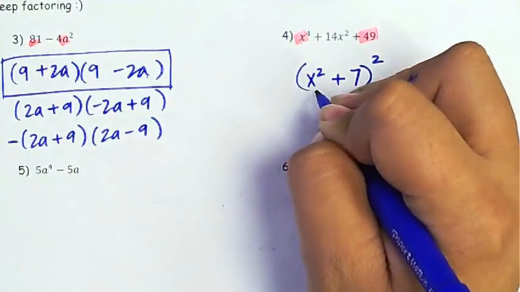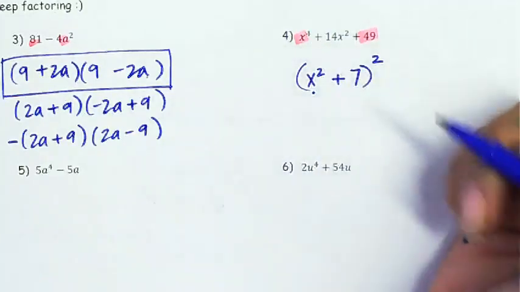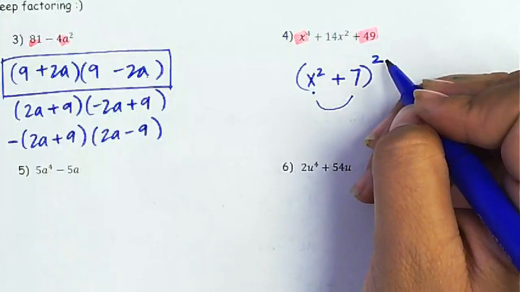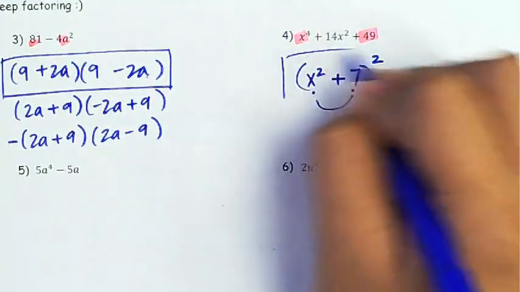And I can even double check my work. X squared squared is x to the 4th. If I multiply these two, I get 7x squared. Doubled is 14x squared. 7 times 7 is 49.